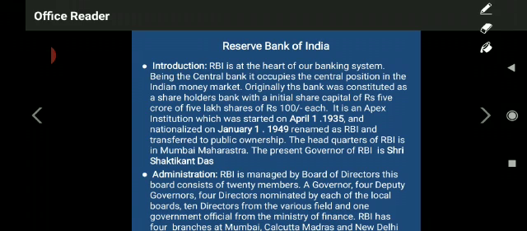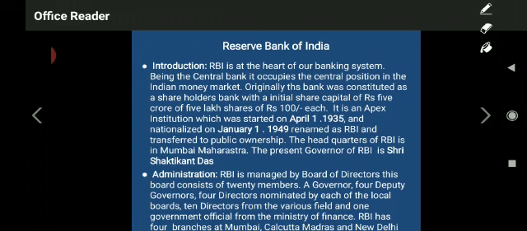The name of the governor is always written on each currency. The present governor of RBI is Sri Shaktikant Das. Okay. These are some highlights in that particular introduction part of Reserve Bank of India.